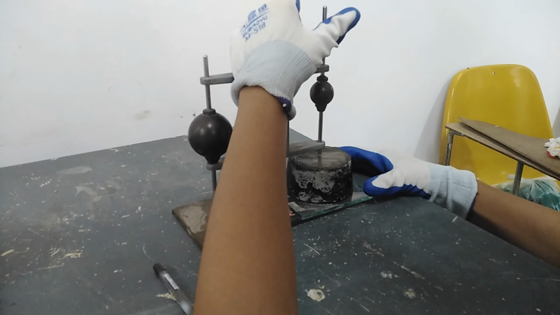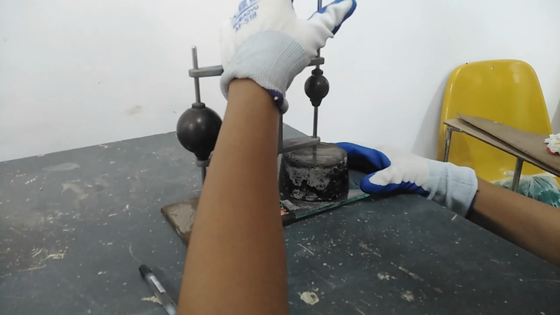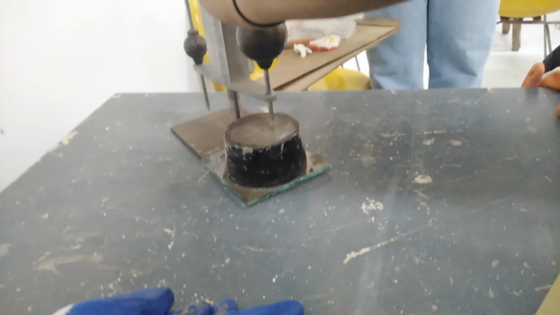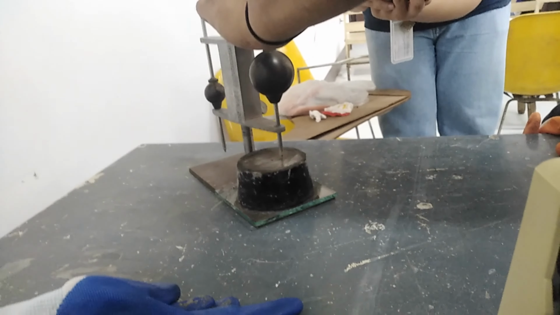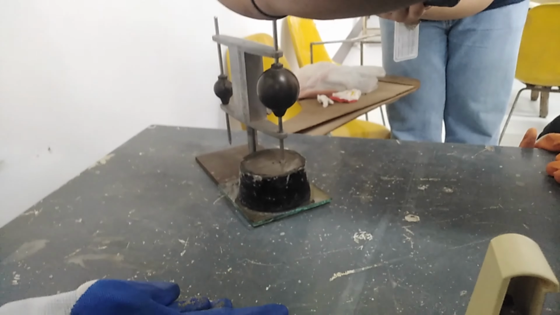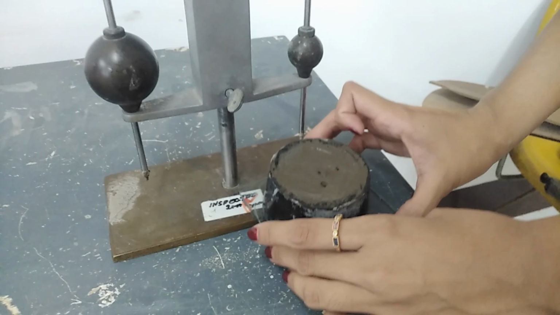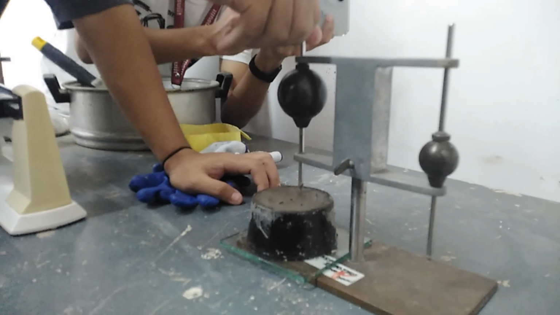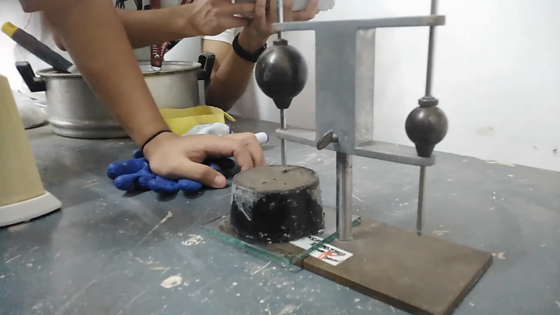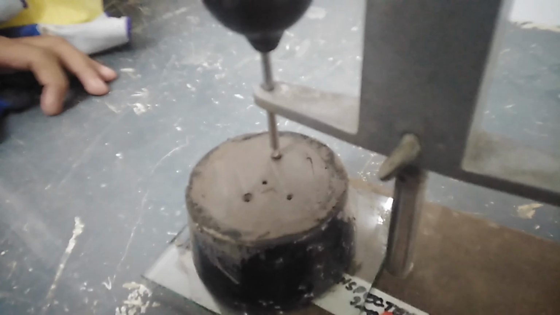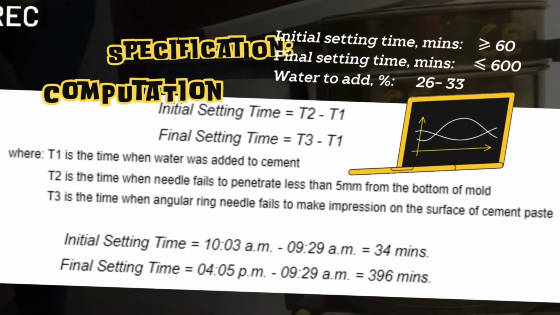Release the needle. If the cylinder part of the needle makes an impression in the sample, wait for another 15 minutes and repeat. Do this until the cylinder part does not make contact with the sample. Record the elapsed time between the initial contact of cement and water and the end point of the Gilmore initial time of setting. Using the final Gilmore needle, repeat the procedure done in determining the initial setting time.